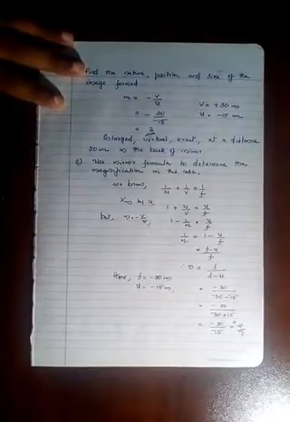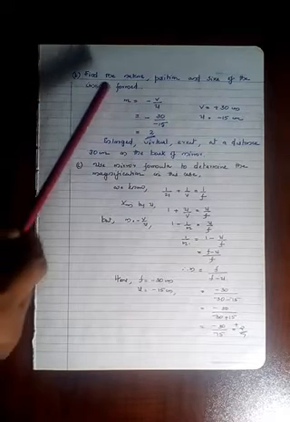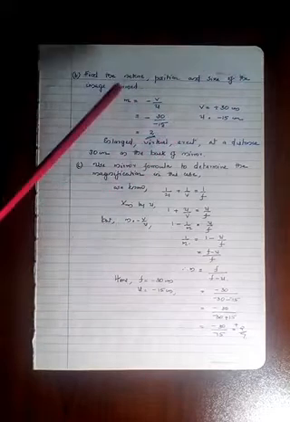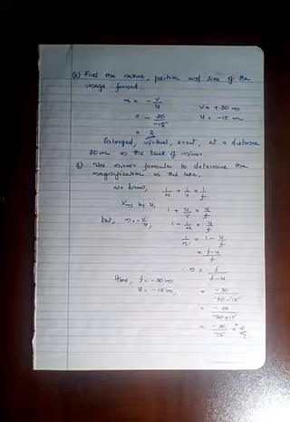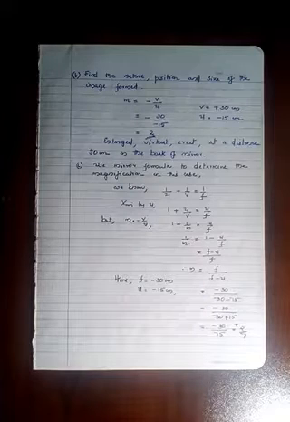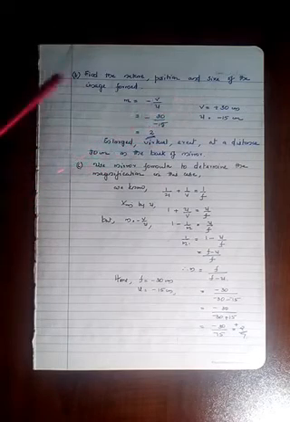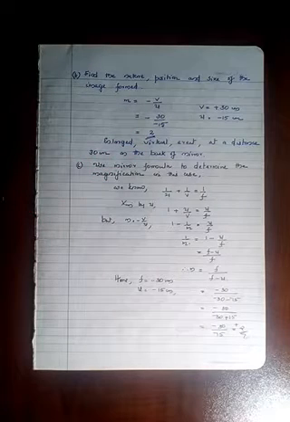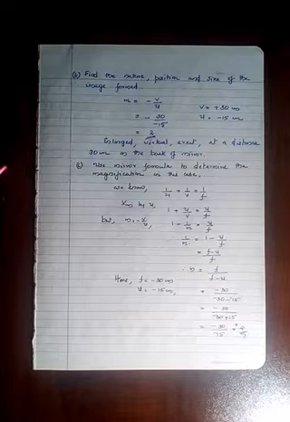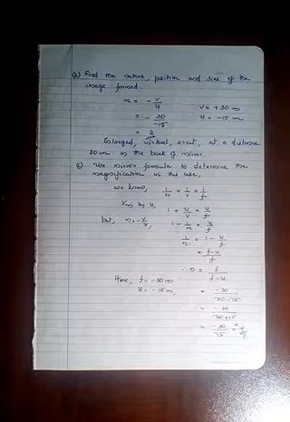What about the second part? Find the nature, position and size of the image formed. In order to give the size of the image, the very important concept is the magnification. So we know minus v by u, here v is plus 30 and u is minus 15, you get positive 2. So it is magnified, we can say enlarged, virtual, erect, at a distance of 30 centimeter on the back of the mirror.